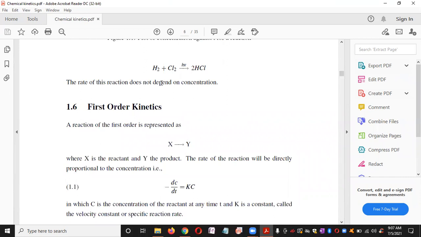So this is a zero order reaction. Examples: all photochemical reactions, or you can say all photolytic reactions. Next, first order reaction.